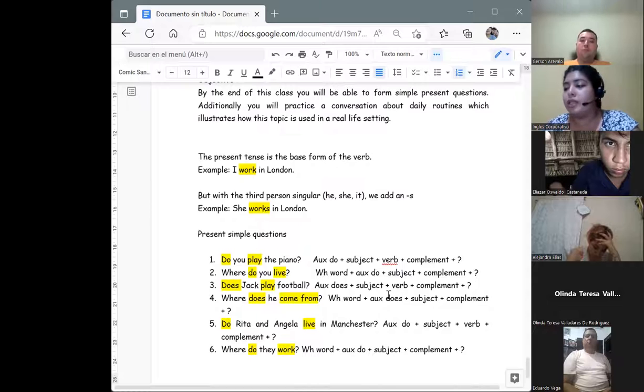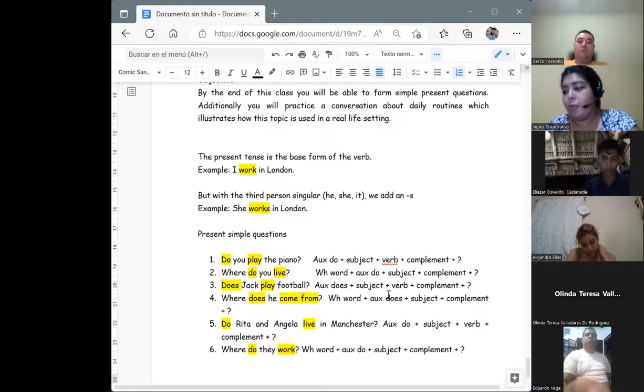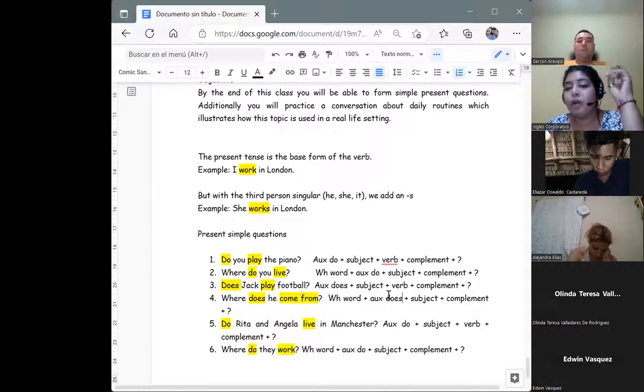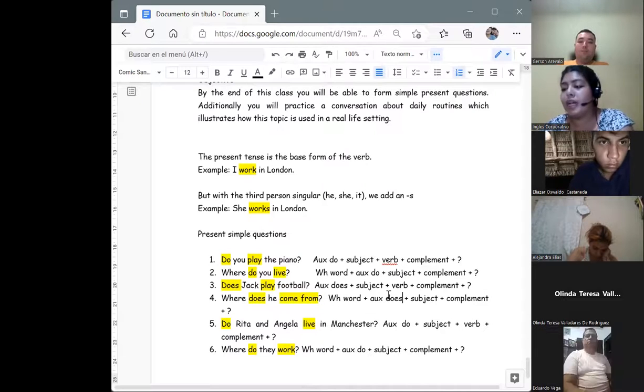We use do and does to make questions with the present simple. We use does for the third person singular that we know that they are she, he, it, and do for the others. And also we use do and does with questions where like where, what, and when. Cuando estamos utilizando las palabras what, when, and where, que en este caso where es donde, what, qué, and when, cuando, vamos a utilizar el do y el does. Más que todo cuando utilicemos esas tres WH words.